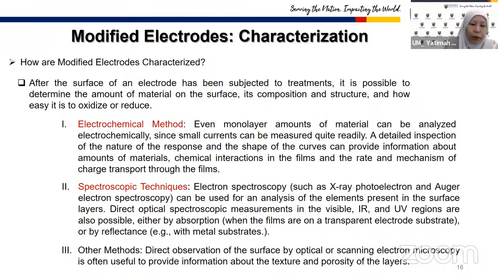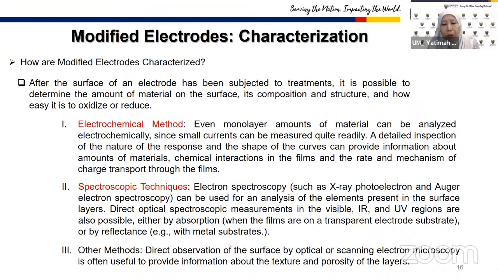Another method is direct observation of the surface. Optical or scanning electron microscopy is also often used to provide information about the texture and porosity of the layers. There are quite a number of techniques that can be used when you're talking about material, because this is material that you coat on the surface of a substrate to form a modified electrode. So it's not easy for you to see with your bare eyes.